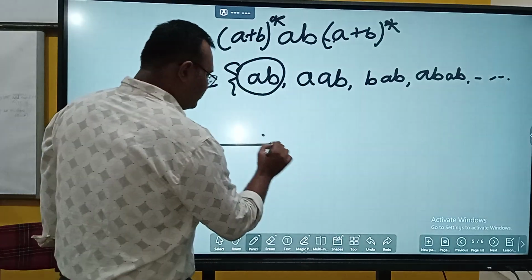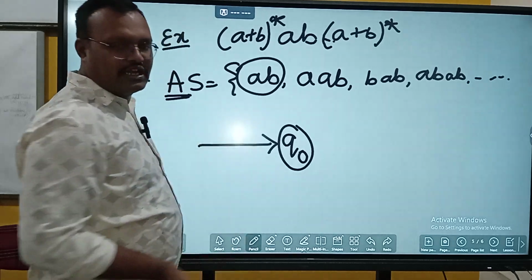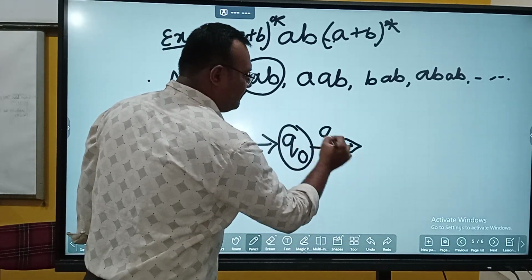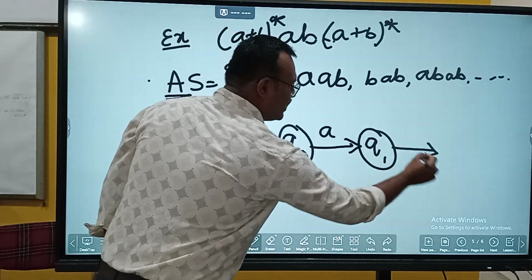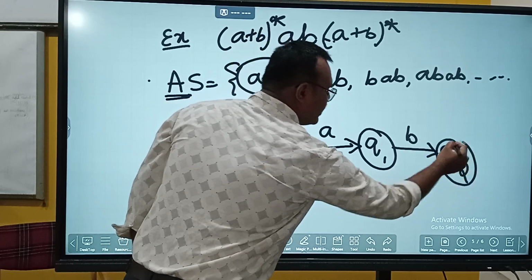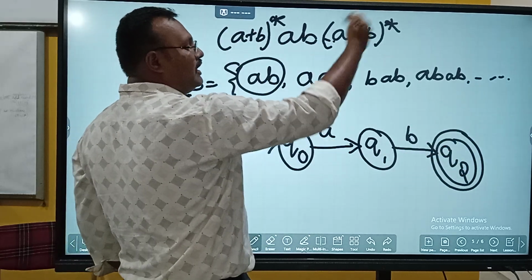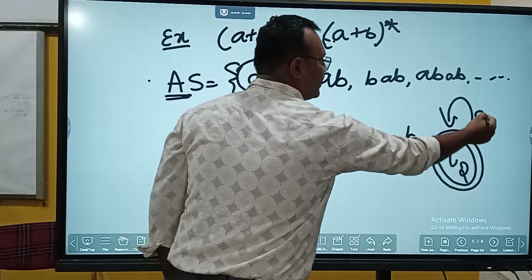See, we will start with the state Q naught, which is the start state. The minimum string I will write. First is A, it goes to Q1. Then what we have is B, then we have Q2. Here, the string can end with any number of A's and B's, no? So I am giving A comma B here.